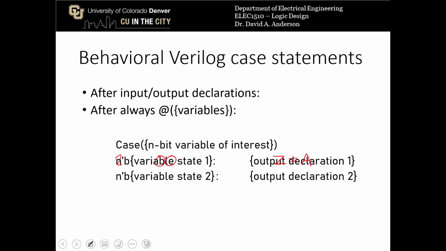Then you keep listing cases. N prime b, again n is 2 in this case, so 2 prime b state 2, the second state is 0, 1, colon, Z equals B, and so on. We would have 2 prime b 1 0 and then Z equals C, and 2 prime b 1 1 colon Z equals D. Then finally you end the case statement with the declaration end case, and then you end the module unless you have more to put in the module.